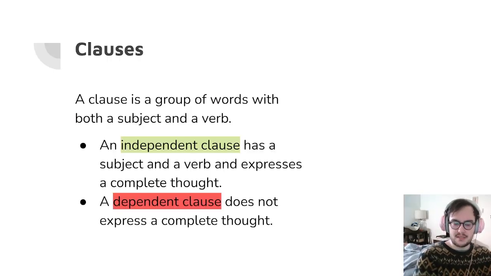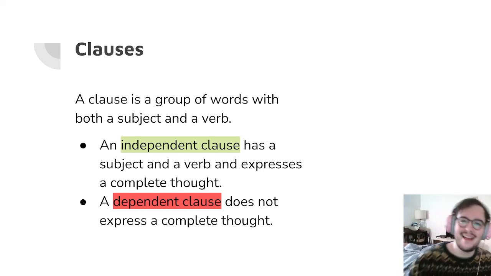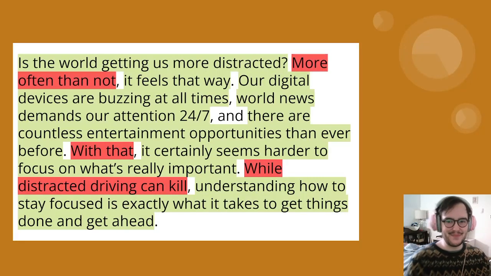Now, clause. A clause is a group of words with both a subject and a verb. But an independent clause has a subject and a verb and expresses a complete thought. It's a complete sentence on its own. A dependent clause does not express a complete thought because it's dependent on another clause to finish the sentence. Independent clause and dependent clause. We're going to spend a lot of time with these today.